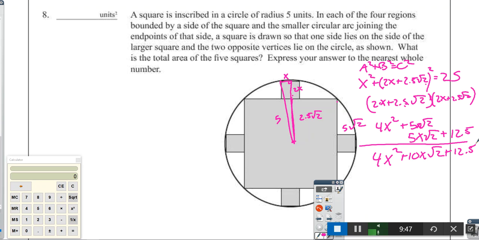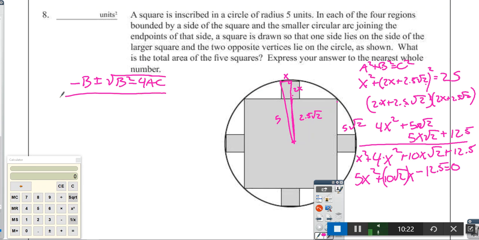All right, and we still have this x squared, and we're still equal to 25. So we add those together, so we get 5x squared plus 10 root 2 times x. And I'm going to subtract my 25 to get it over here. So we get minus 12.5 is equal to 0. Now, I'm not going to factor that. I'm not going to be able to. So that means we are stuck with negative b plus or minus the square root of b squared minus 4ac all over 2a. So let's plug in the numbers.